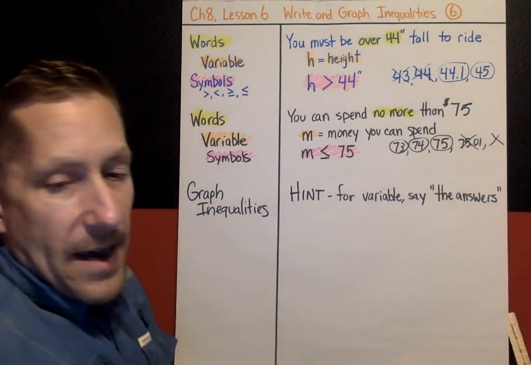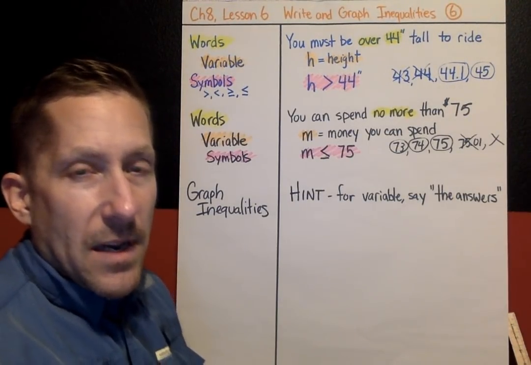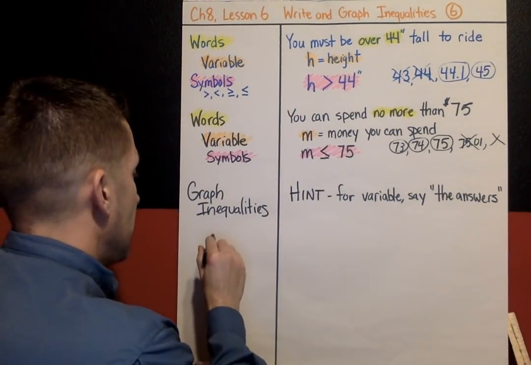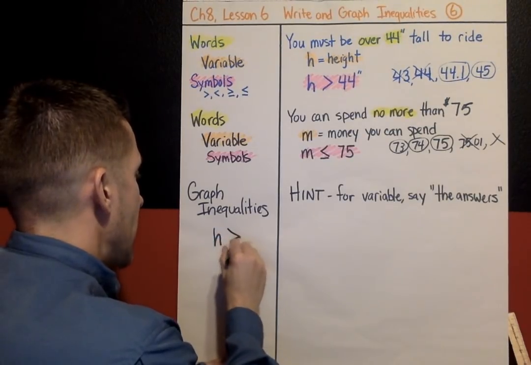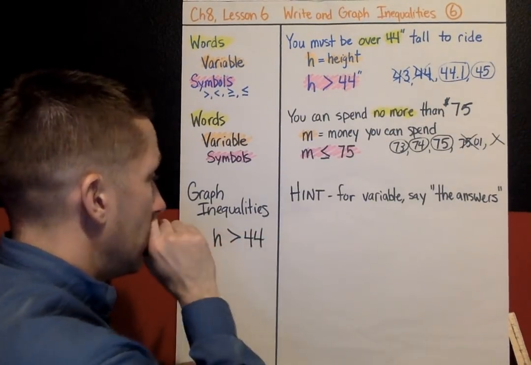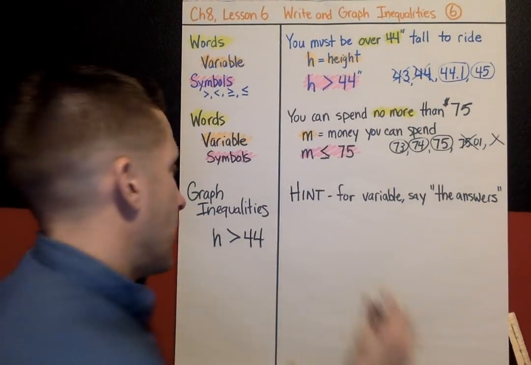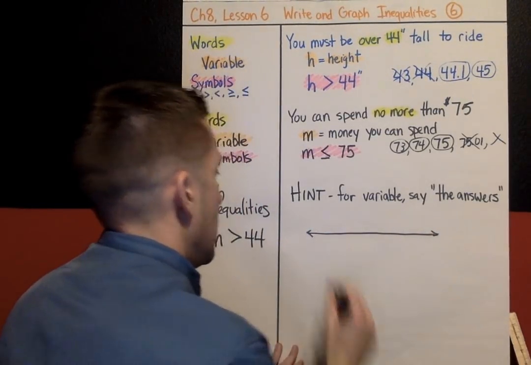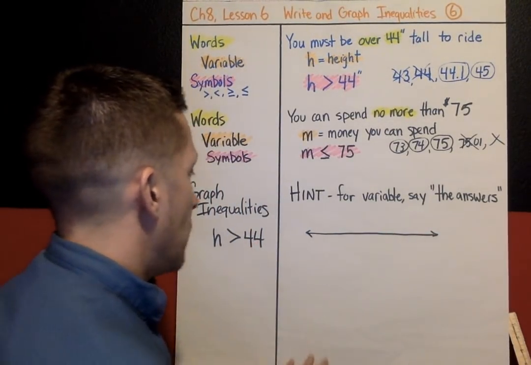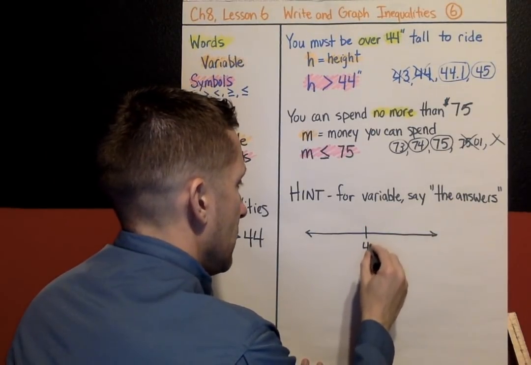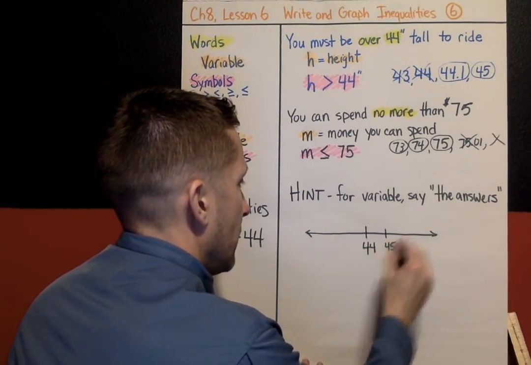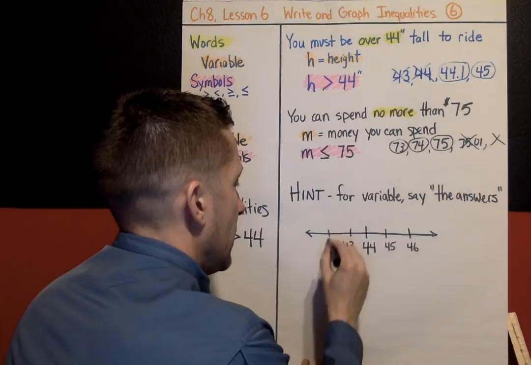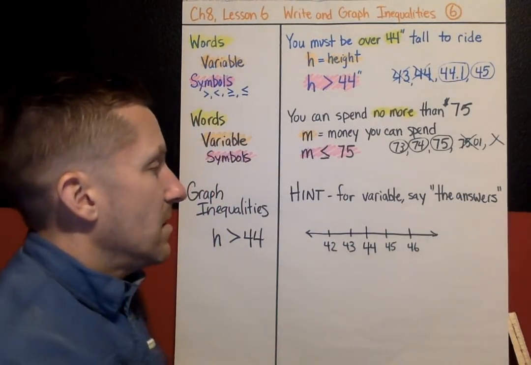Okay, I'm going to go back to our two examples and graph them. Your height has to be greater than 44. I'm going to start with a number line, and I'm going to put 44 in the middle of my number line: 44, 45, 46, and 43, 42.